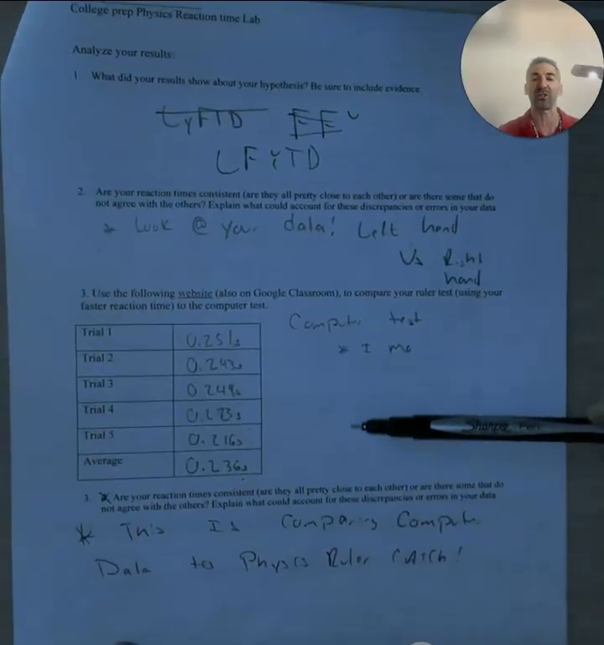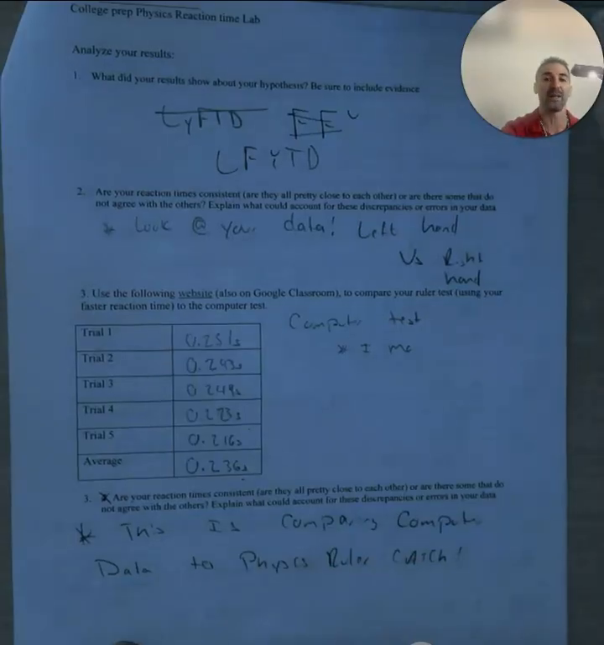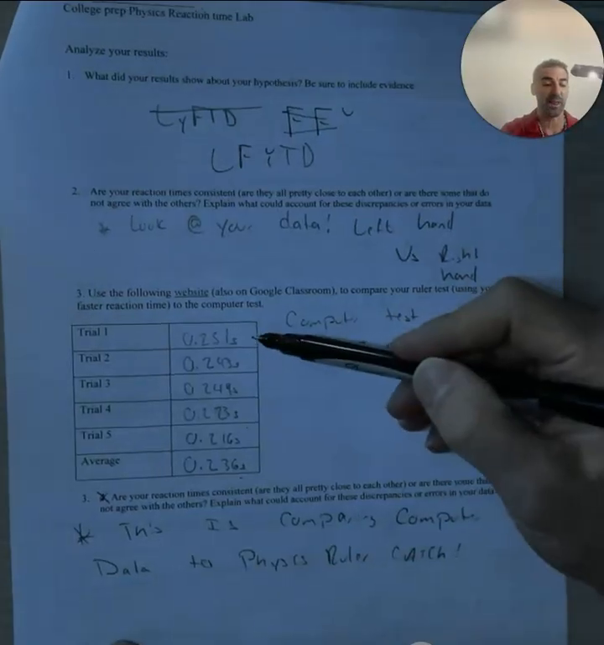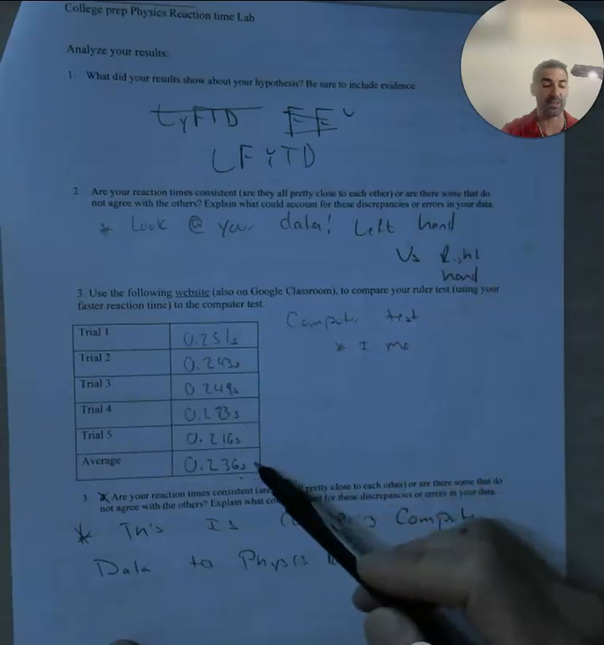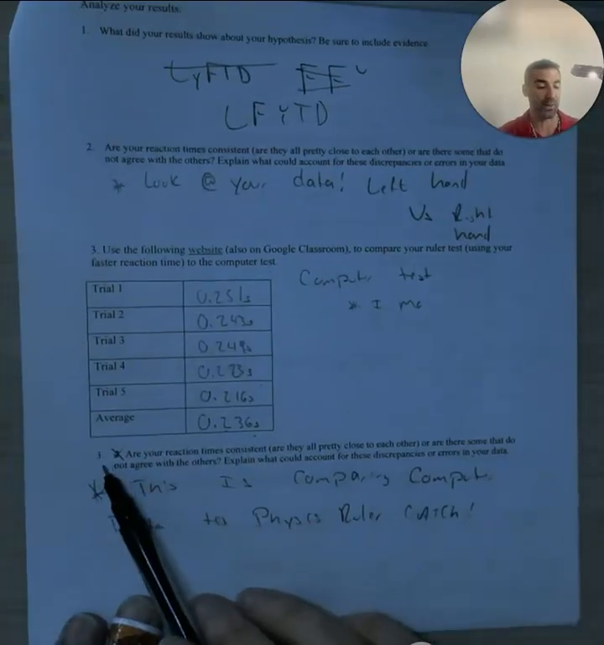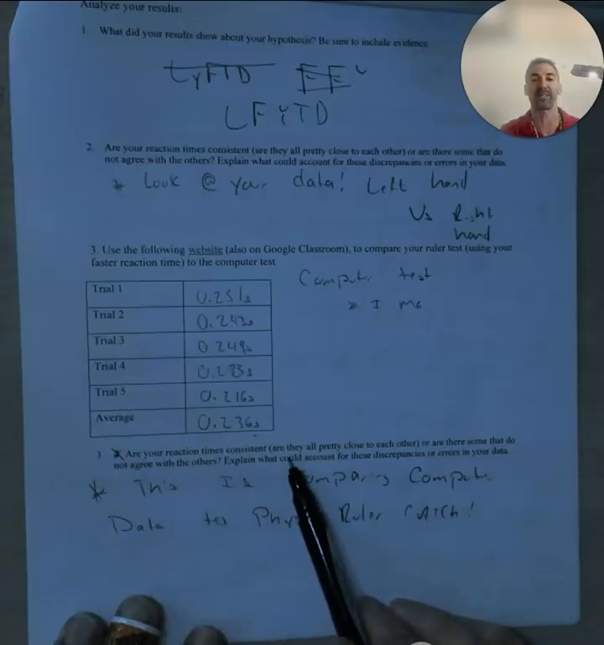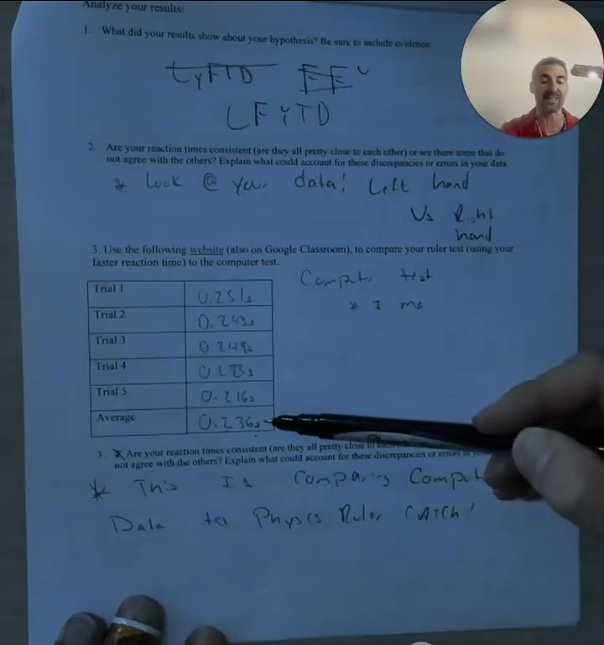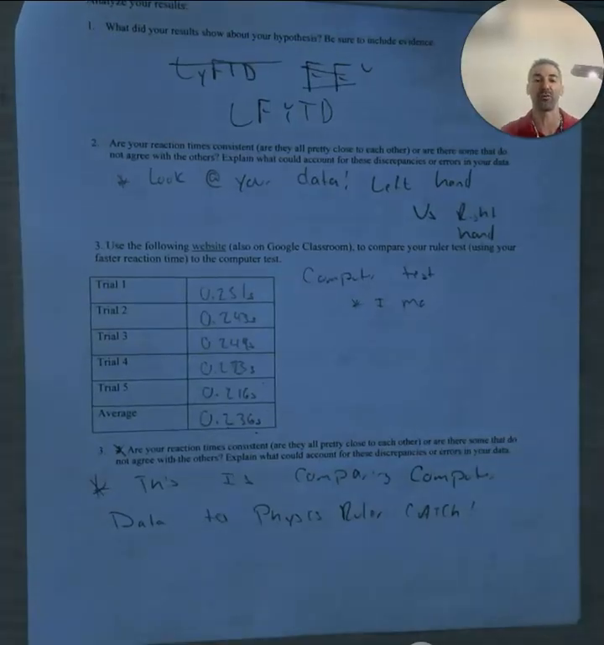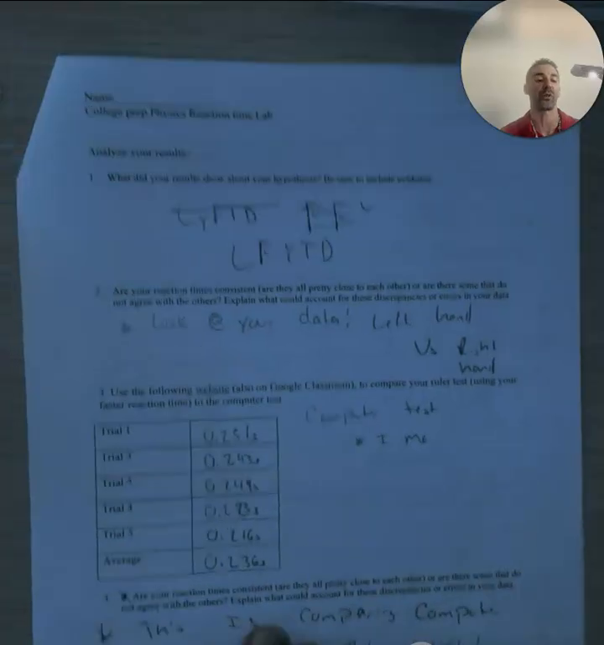Now, this section was a computer section. You needed to go to a website that I posted to Google Classroom, and click, click, click, click to catch your reaction time. Same thing, I wrote those 5 times down. I took the average. My average time was 0.236 seconds or 236 milliseconds. Now this question should actually be question 4, not 3. Are reaction times consistent? You are going to compare this time with your left and your right ruler drop times. Are they the same? Are they close? Are they different? Give me an explanation on why they are different or why they are so close to being the same.